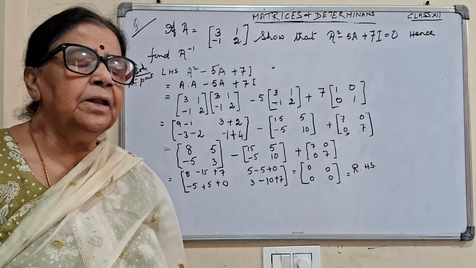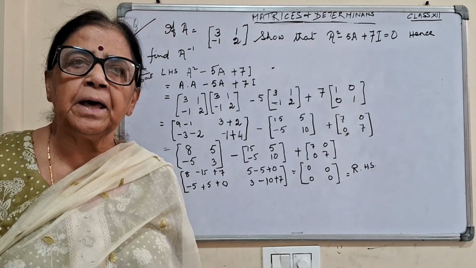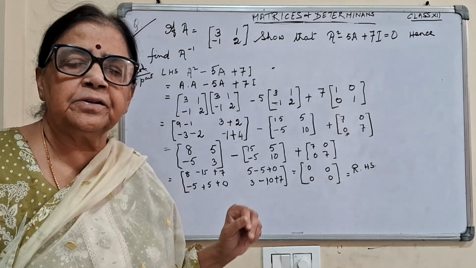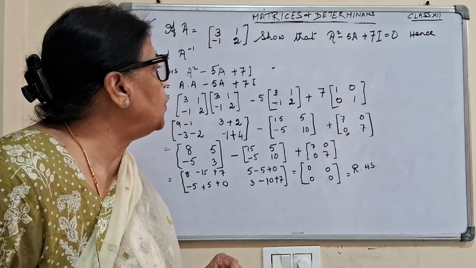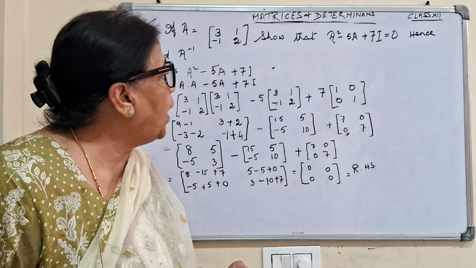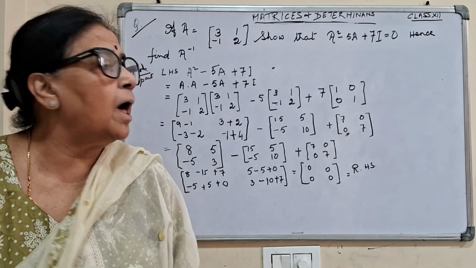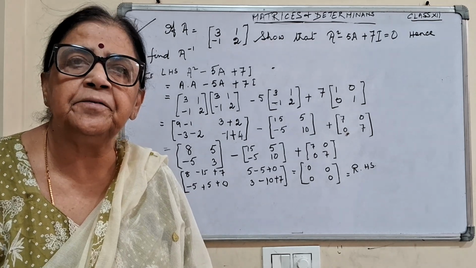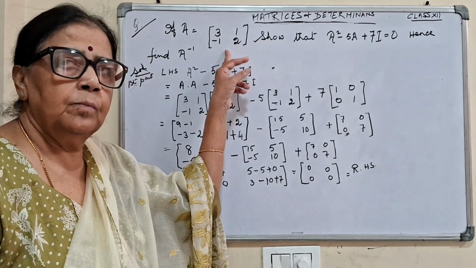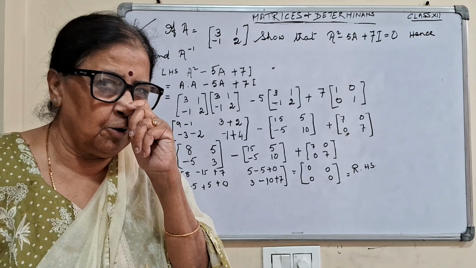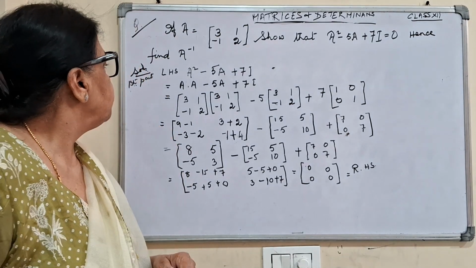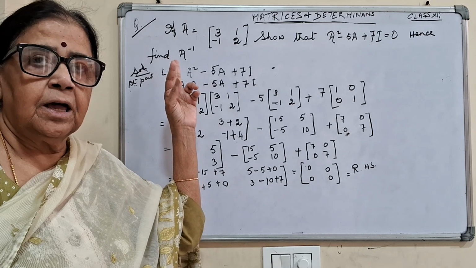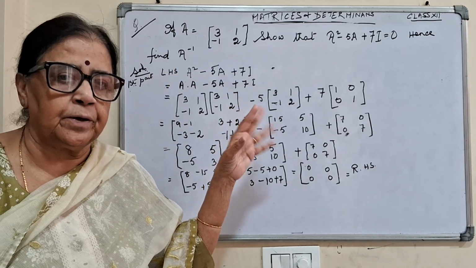Now today I have given a different type of sum. Matrix A is given, and show that A square minus 5A plus 7I is equal to 0. What is I? I is the unit matrix of order 2. Then find A inverse. So there are two parts of the question.